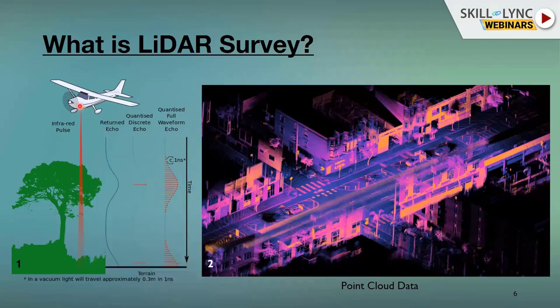So you can see the images: the aircraft, the laser pulses, like regular waves coming to the ground, right? What will happen is the laser pulses hit the trees in the top portions, and then come directly to the ground.